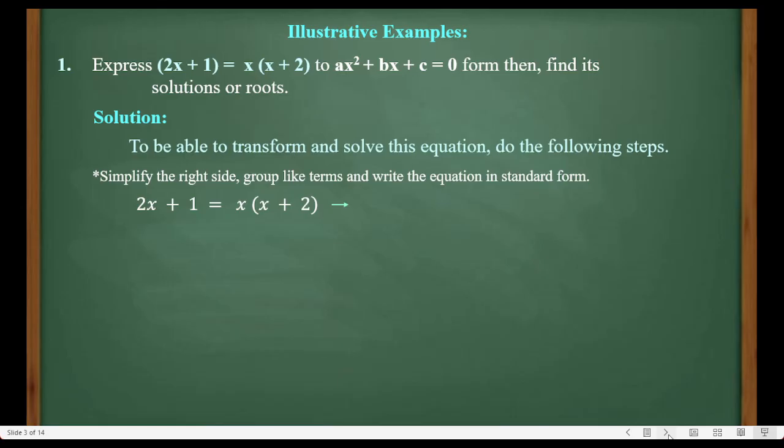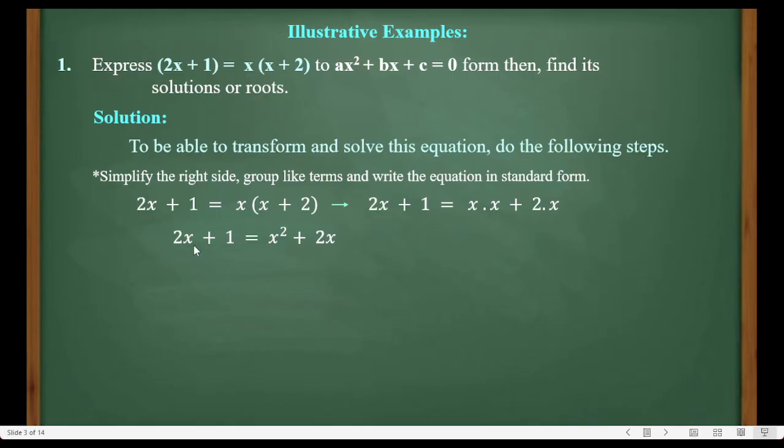So what will happen next is that we copy the left side, and on the right side, x is now being distributed. So x times x is x squared plus x times 2, or 2 times x. And then simplifying the right side and copying the left side, that is 2x plus 1 equals x squared, which is the product of these two, plus 2 times x, which is 2x. Now, at this point, we have this equation.